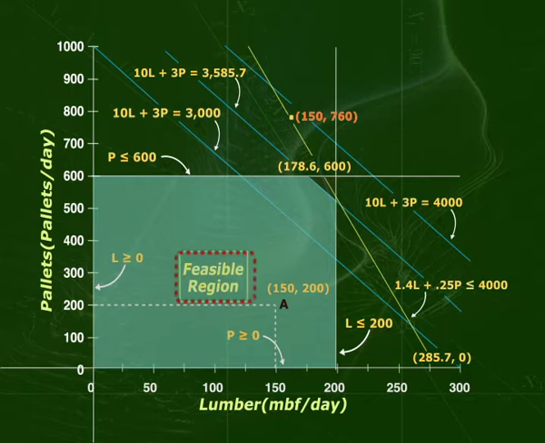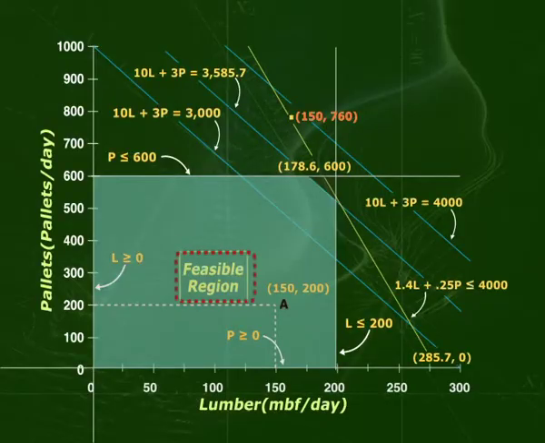The constraints form a closed polygon containing all of the feasible solutions of the problem. Any point inside this polygon satisfies all of the constraints. This polygon is called the feasible region.